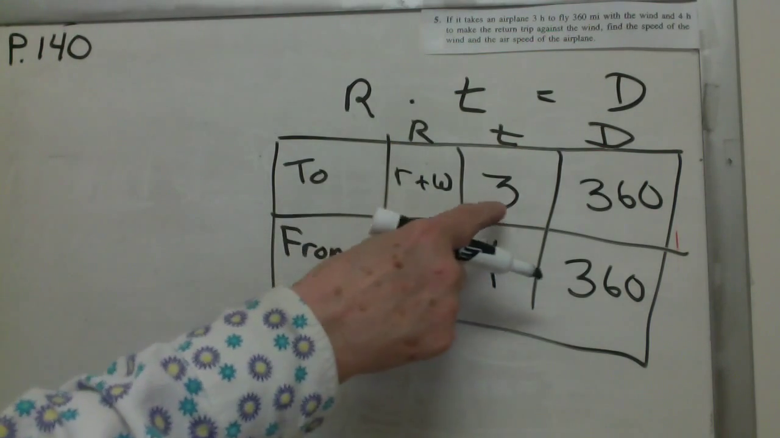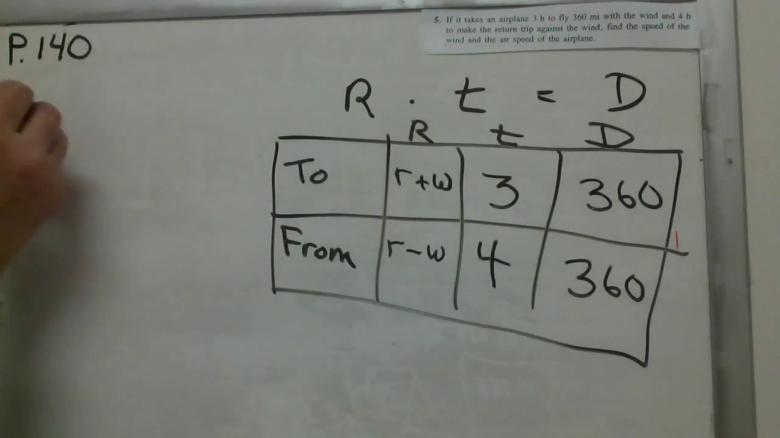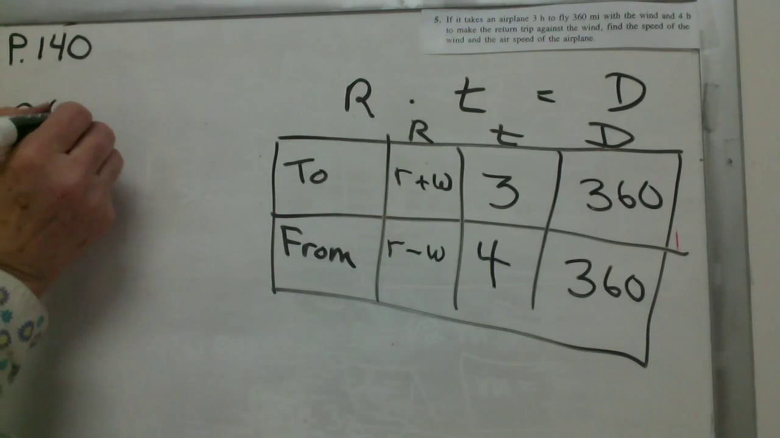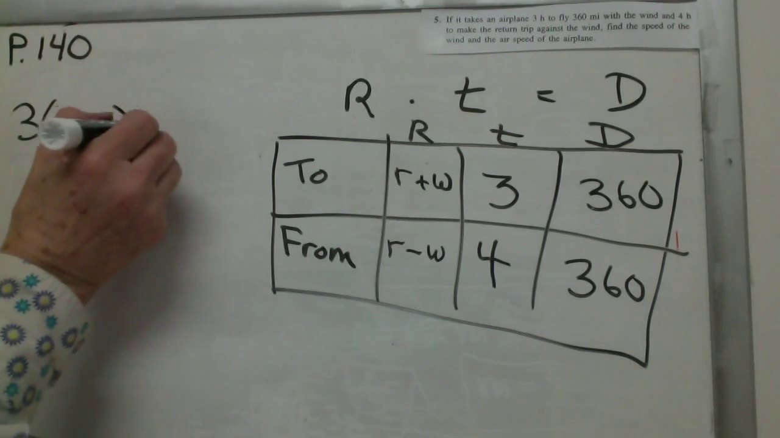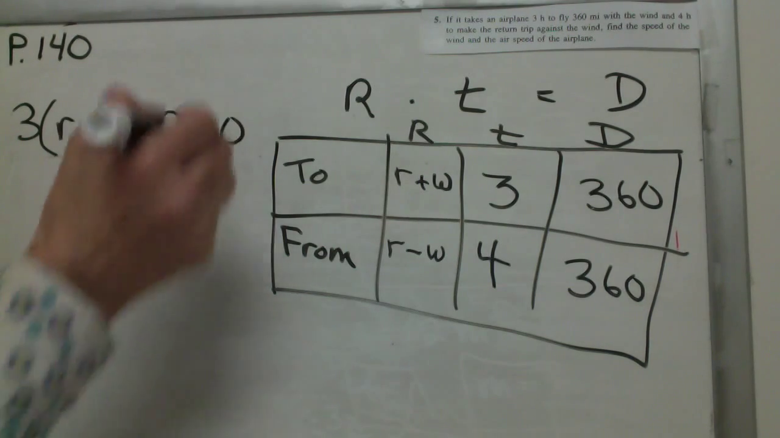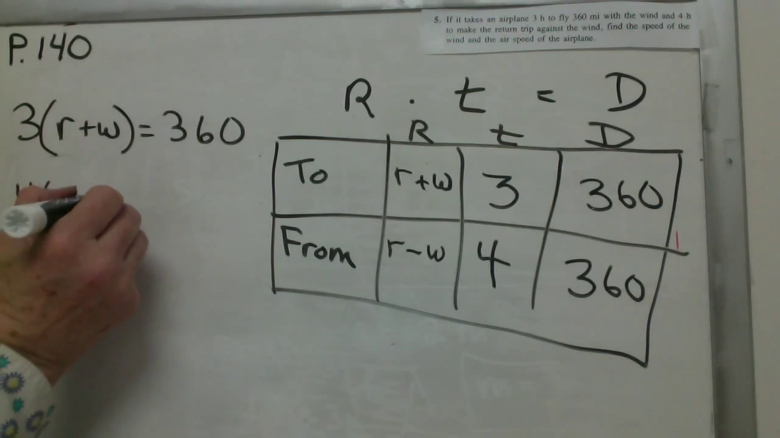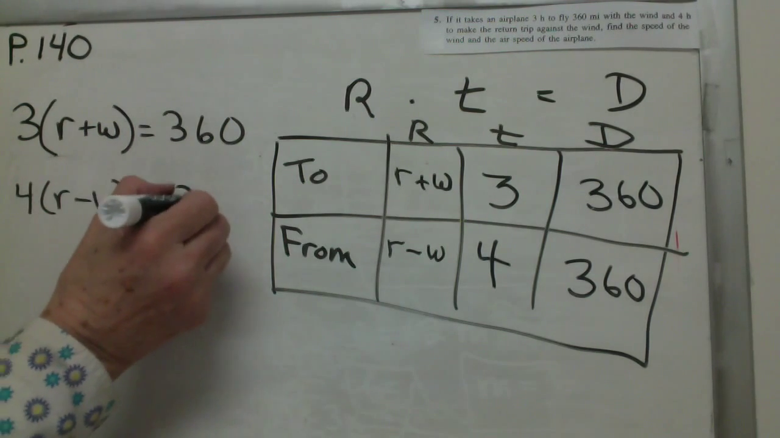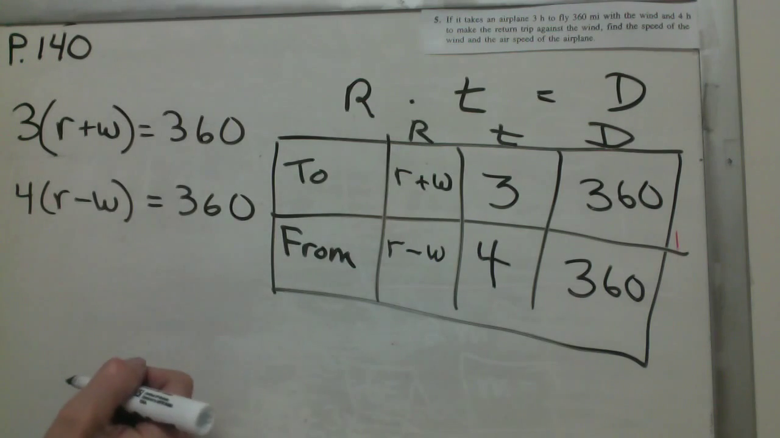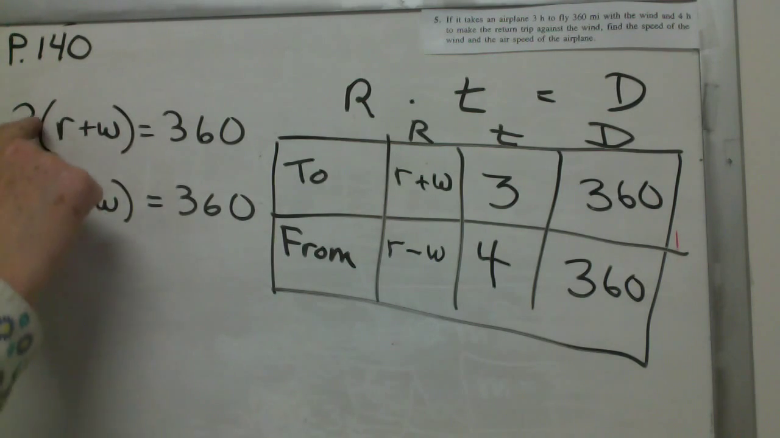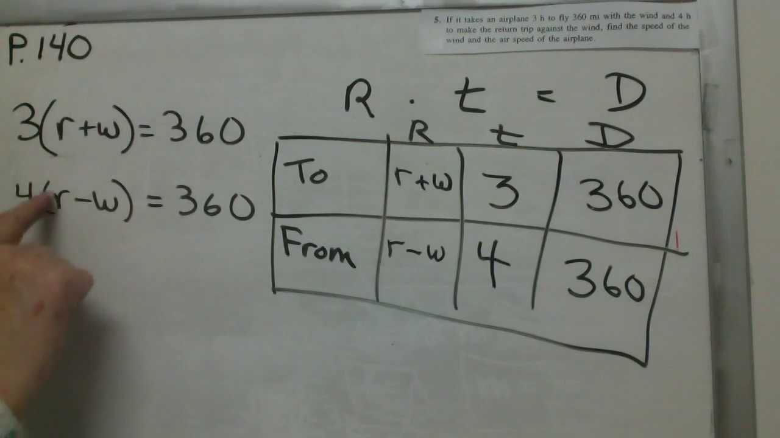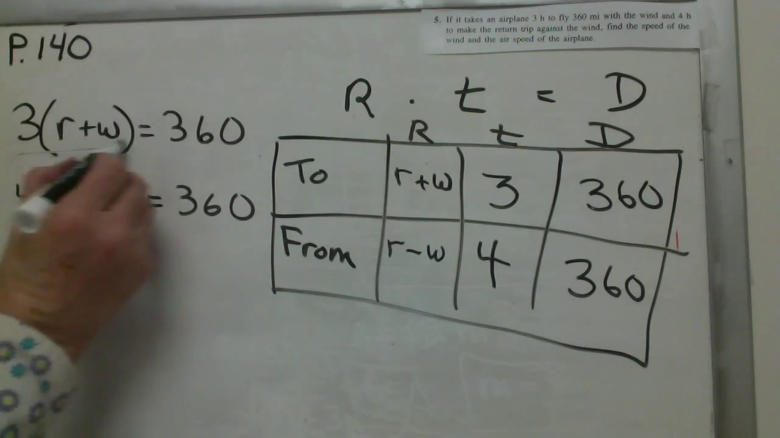So if I do this times this equals 360, rate times time equals distance, so 3 times R plus W equals 360. And then here, 4 times R minus W equals 360. I can solve the system. I can multiply by 3 and distribute, and by 4 and distribute. But I chose to divide and reduce the equations right in the beginning.